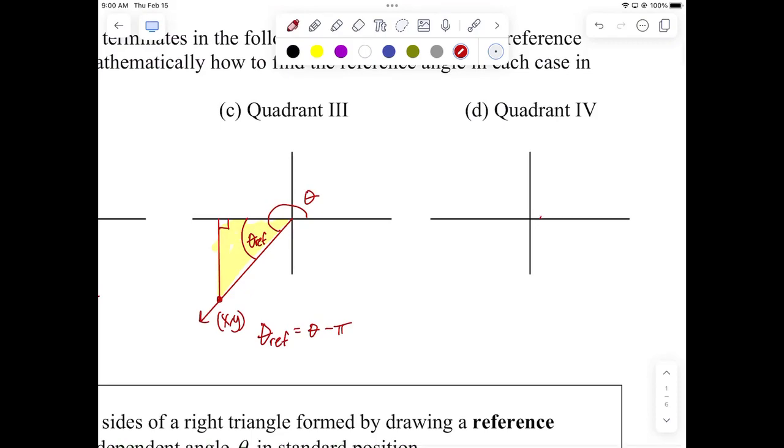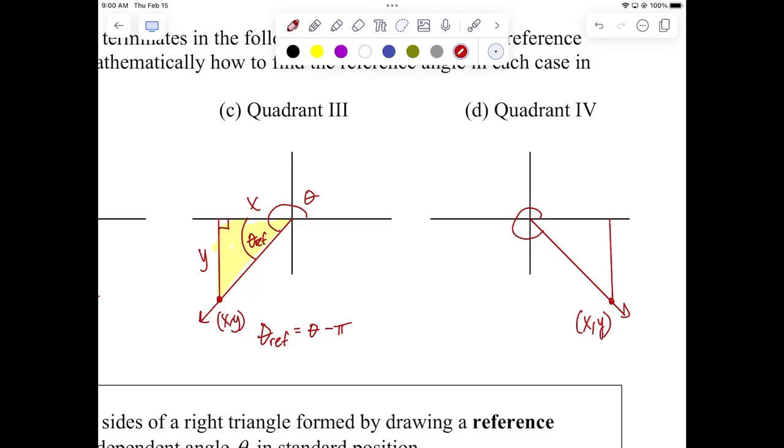All right, and then if we have a terminal ray that terminates in quadrant 4, there's a quadrant 4 terminal ray, I drop a perp from the x-axis, or to the x-axis from a point on the x-axis. And, oh, by the way, this was x and this is y again.